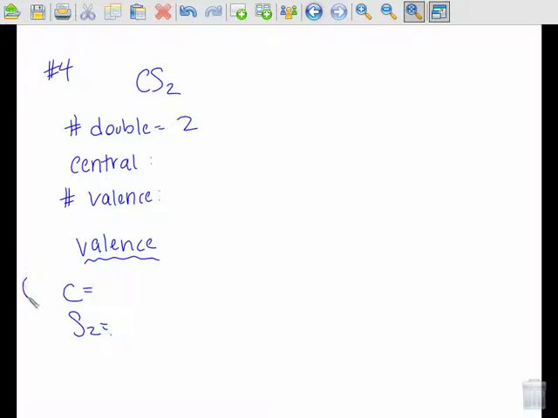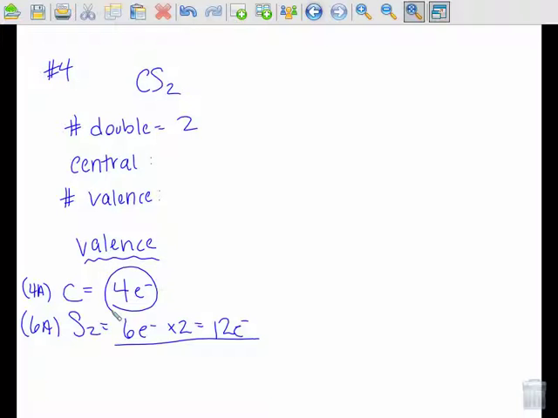I'm going to figure out that carbon is in 4A using my periodic table, and sulfur is in 6A. Remember that the number of valence electrons is equal to the group number, so carbon has 4, sulfur has 6. Multiply both by the subscript. Carbon doesn't have a subscript, so you don't do anything. Sulfur has a subscript of 2, so I'm going to multiply 6 by 2 to get 12. And to get the total, I'm just going to do 4 plus 12 is 16. So the total number of valence electrons is 16.